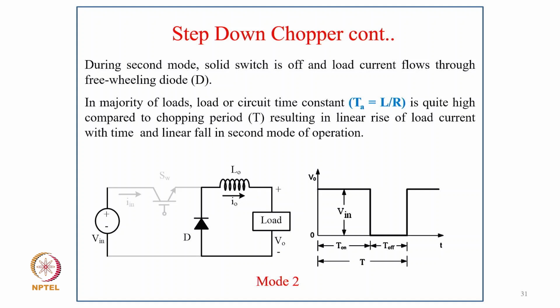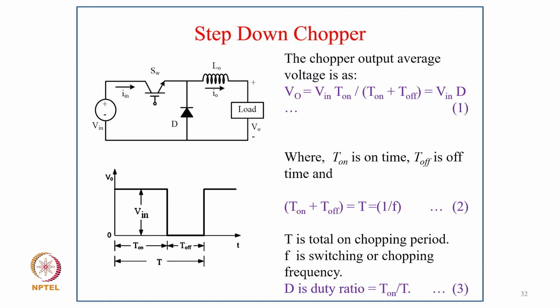And second mode, the switch is off, so the source is cut, and the stored energy in the inductor circulates the current in the load. So you get a continuous load current, like in that case. During the second mode, the solid state switch is off and load current flows through the freewheeling diode. In the majority of cases, the load circuit time constant L by R is quite high compared to the chopping period, resulting in a linear rise of the load current with time and a linear fall in the second mode of operation.